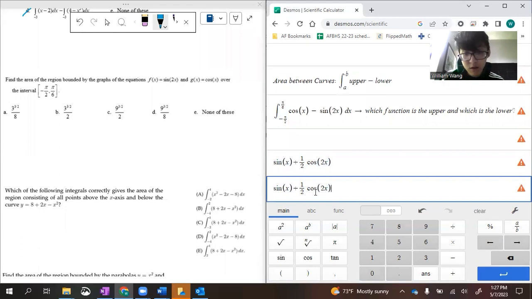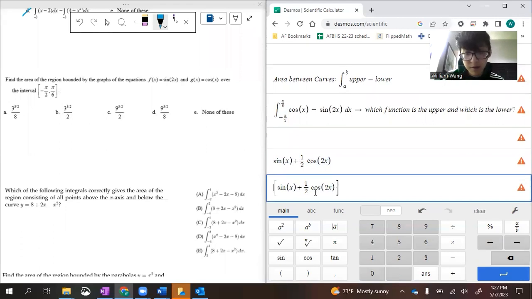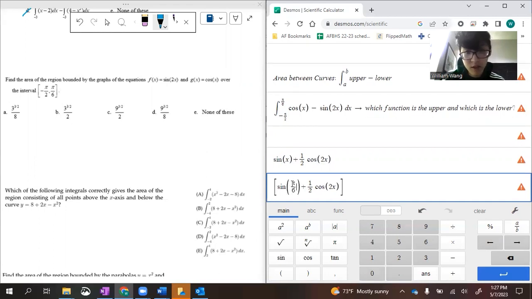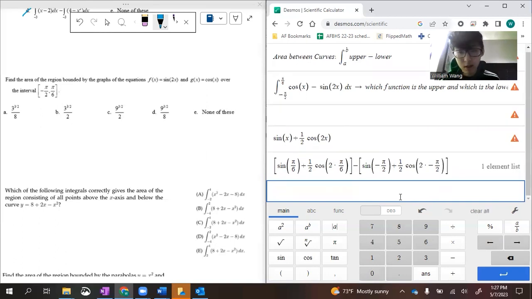So I'll plug in first pi over 6 for x. So pi over 6 plus 2 times pi over 6, minus, I'll copy this whole thing, and it's pi over 2, negative pi over 2. Yes, negative pi over 2, 1/2 cosine of negative pi over 2. Cool, let's simplify this.